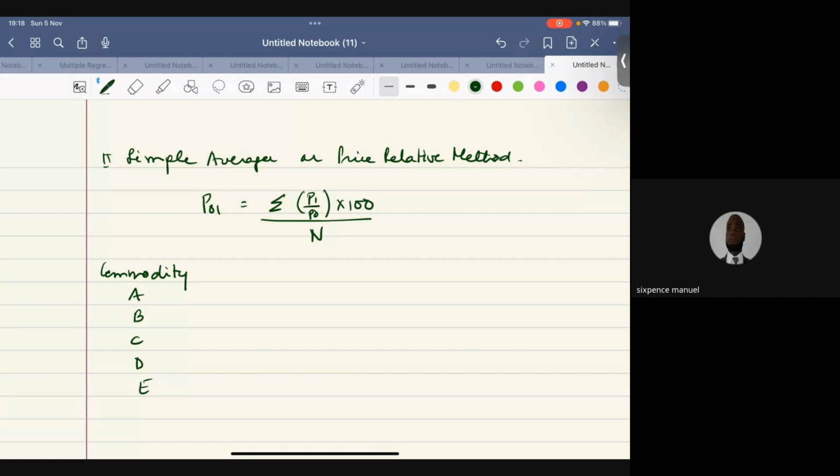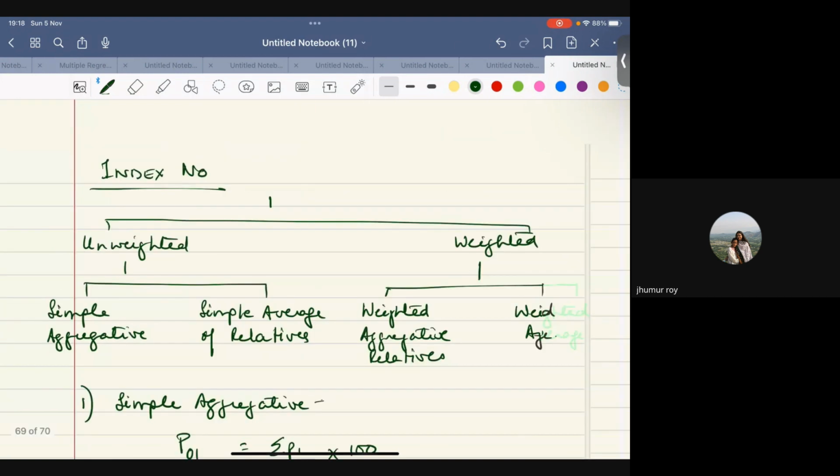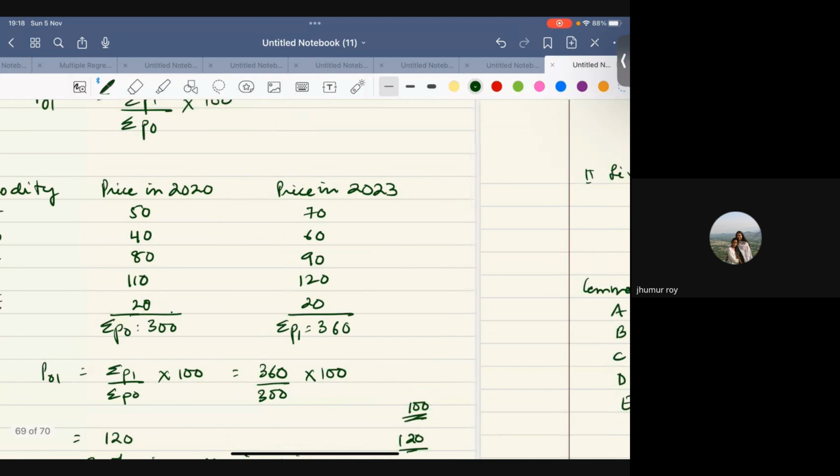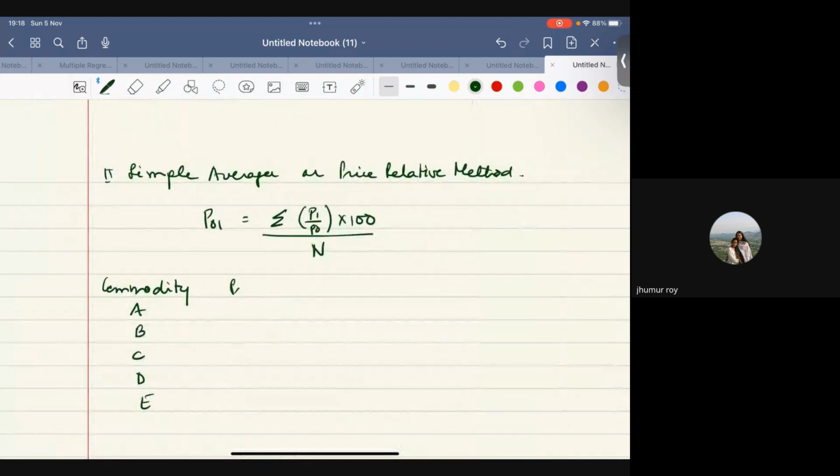So here, this is just another method, and you'll see there is a difference. I'm doing the same sum which I did earlier, but here the method is different. So the same question which I did here, I'm writing again. You've got price in 2020 and price in 2023. Price in 2020 is 50, 40, 80, 110 and 20. And here you have 70, 60, 90, 120 and 20.